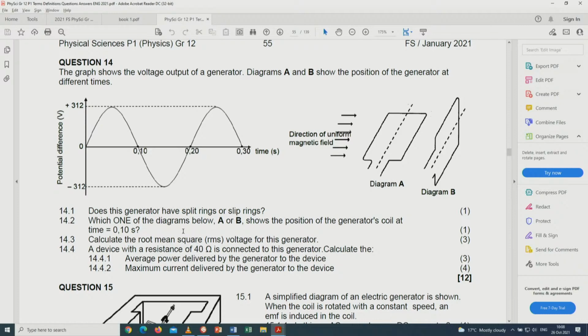Which one of the diagrams below, A or B, shows the position of the generator's coil at time 0.10 seconds? 0.10 seconds is a position whereby this graph is intercepting with the x-axis or time axis. This is the position whereby my EMF or my potential difference or my voltage is 0, right? Therefore, this must be corresponding with diagram B.